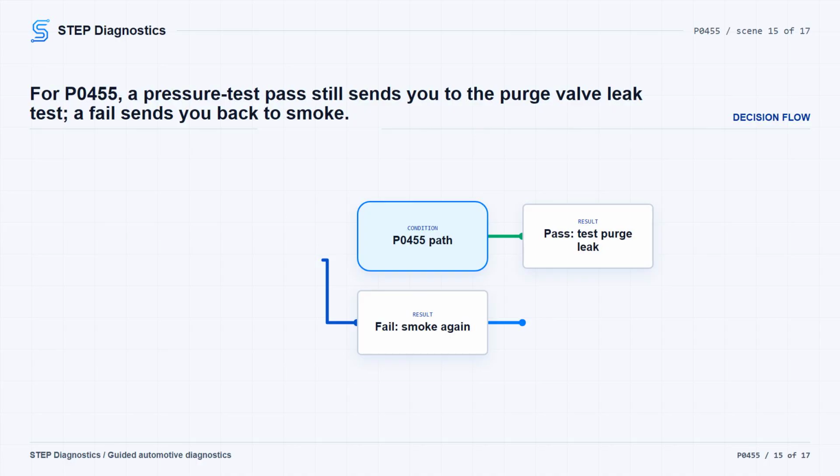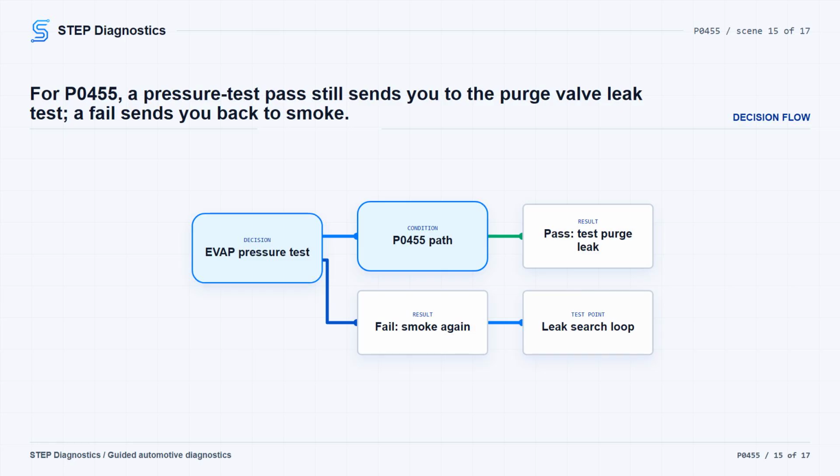Keep pressurizing until the ball stops descending, then compare it to the red pointer flag. Below the indicator flag is a pass. Above the indicator flag means the EVAP system still has an unacceptable leak. For P0455, if the system passes this pressure test, continue to the purge valve leak test. If it does not pass, go back to the smoke leak detection step.